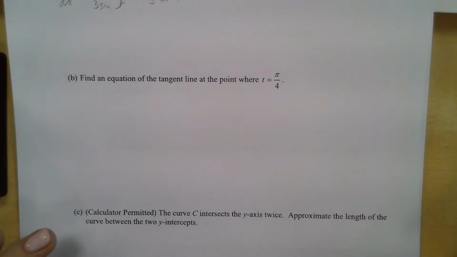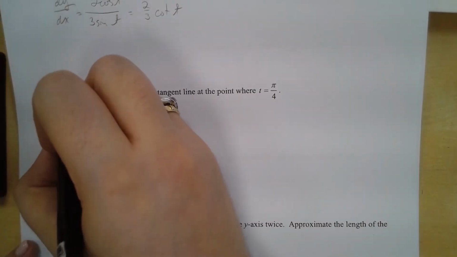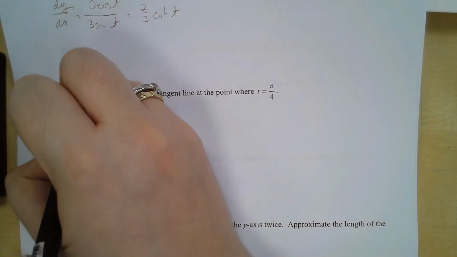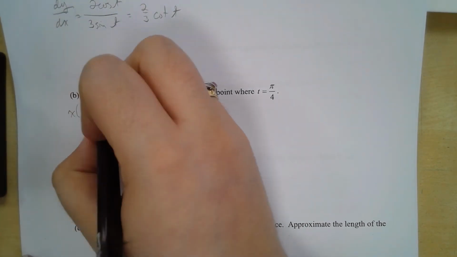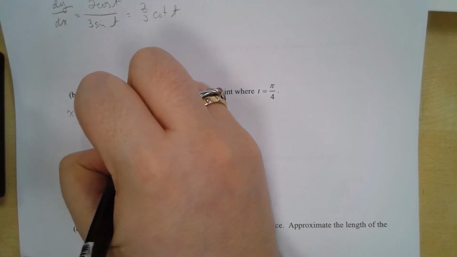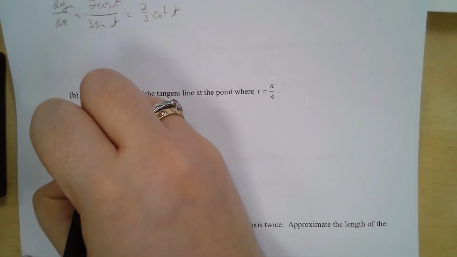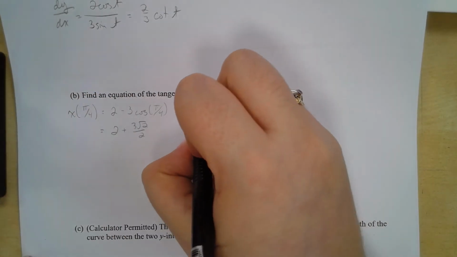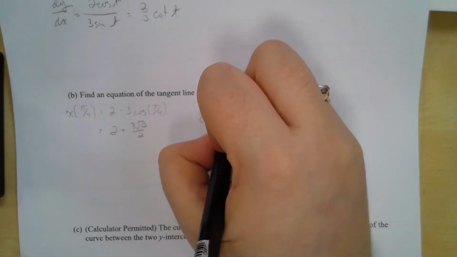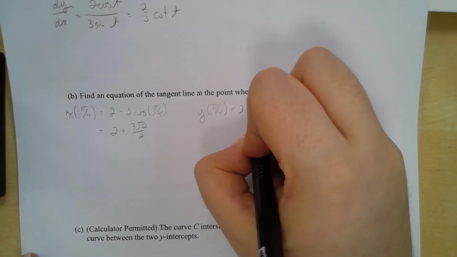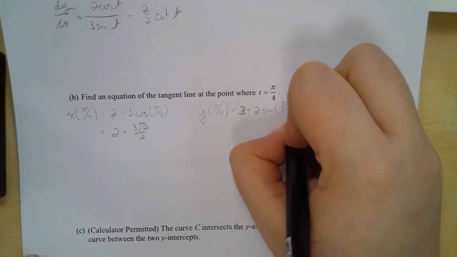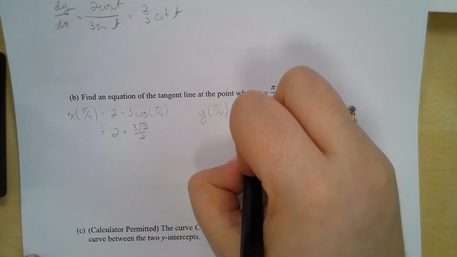Now we're asked to find an equation of the tangent line at the point where t is equal to pi over 4. Well, we need to first evaluate this. Let's first get our point. So x of pi over 4 is equal to 2 minus 3 cosine of pi over 4. That's going to equal 2 minus 3 radical 2 over 2. Y of pi over 4 is equal to 3 plus 2 sine of pi over 4, which equals 3 plus radical 2.